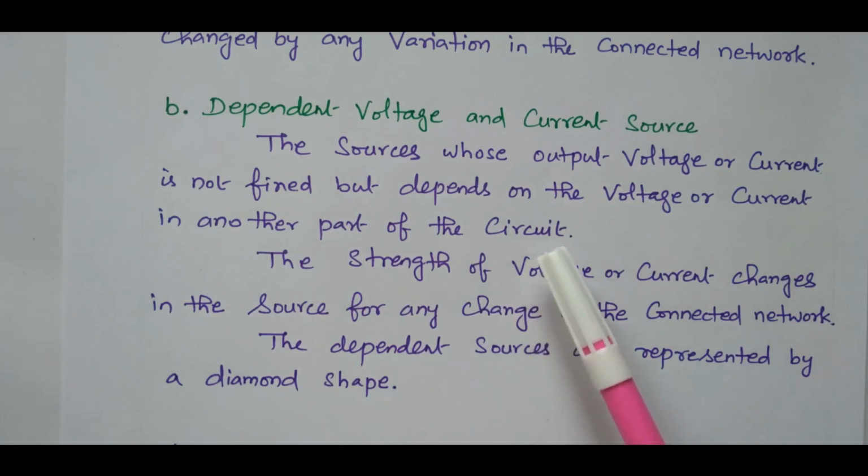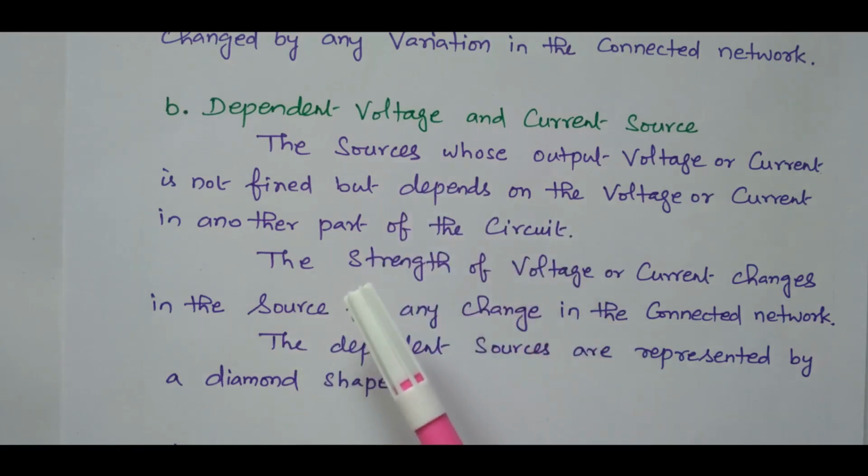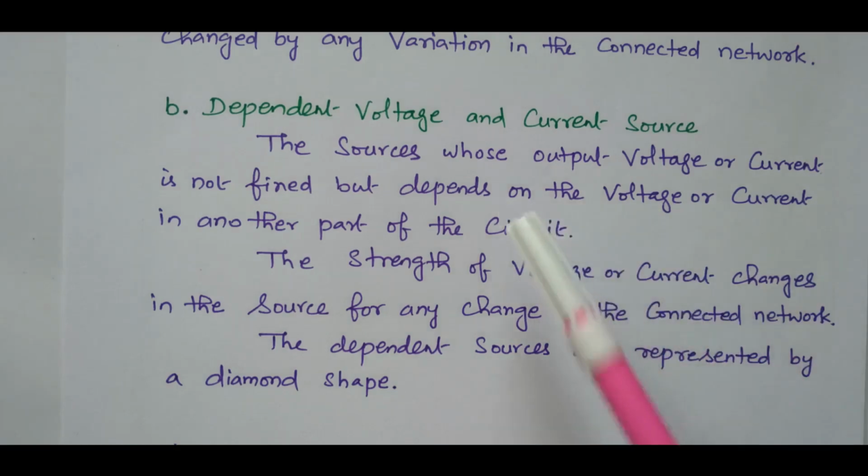Right? So due to the load or some other parameter, any changes will reflect in the source also. The source voltage and current will be affected. The source voltage and current is not constant. It will vary along with the variation of any other part of the circuit. If any variation is there in any other part of the circuit, then source current and voltage also change. The strength of voltage or current changes in the source for any change in the connected network.